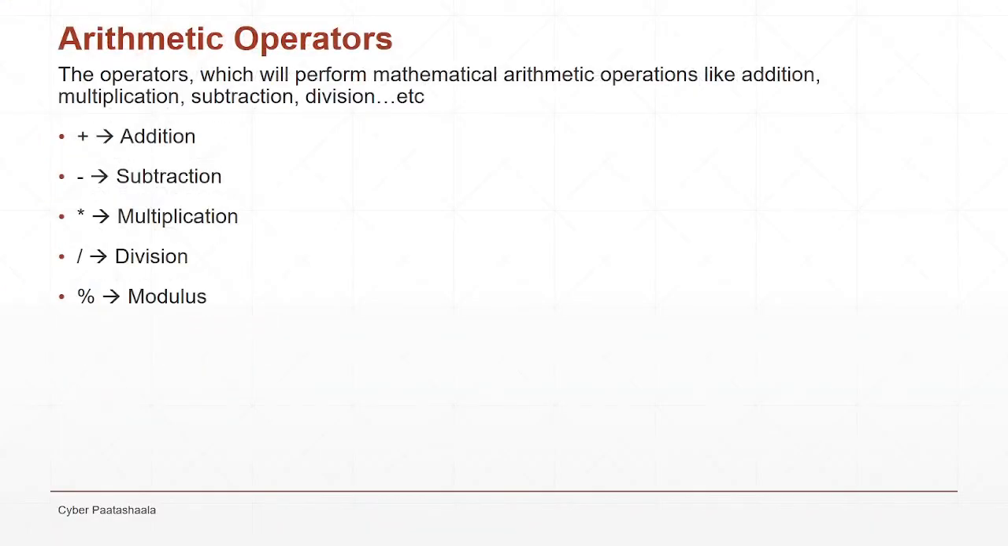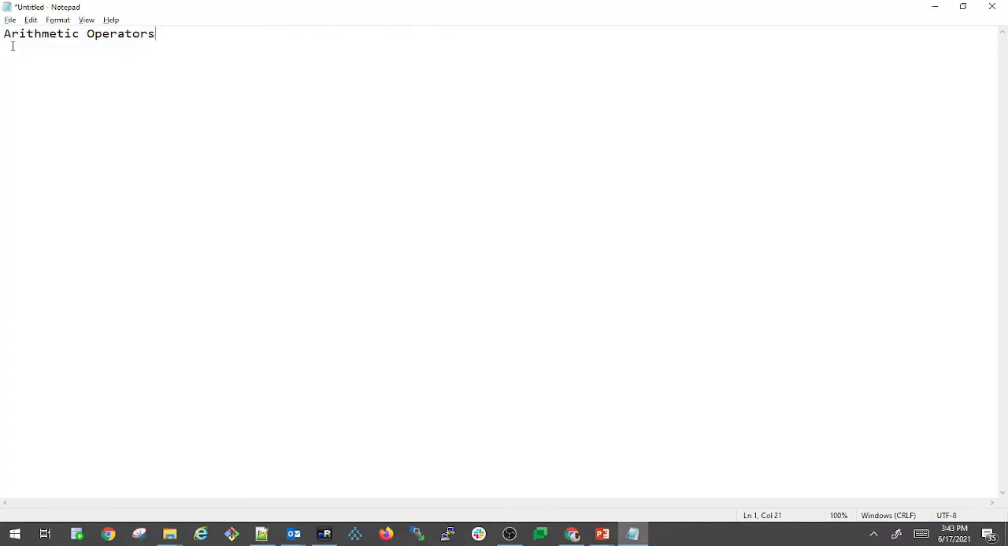Arithmetic operators perform mathematical operations like addition, multiplication, subtraction, division, etc. These kinds of operations are performed by the arithmetic operators. We have these operators inside arithmetic operators: addition, subtraction, multiplication, division, and modulus. Let us quickly discuss all these arithmetic operators. Let's say you have two variables, a equals 5 and b equals 2. Now let us perform all the arithmetic operations on these two operands.